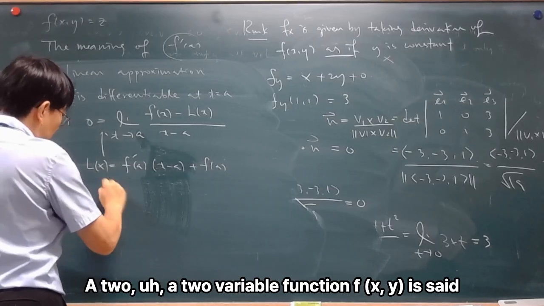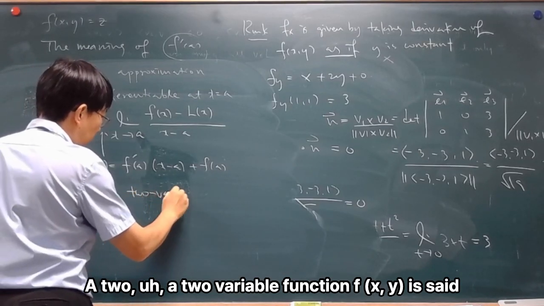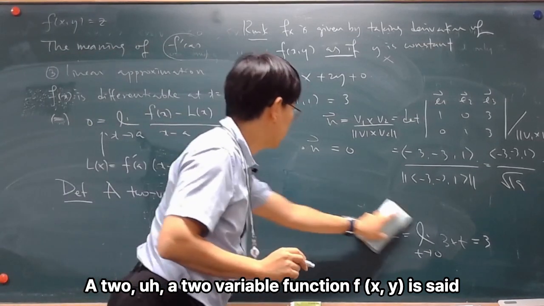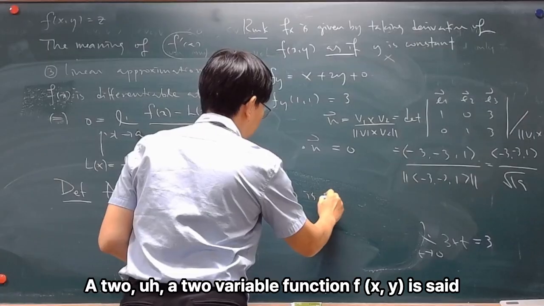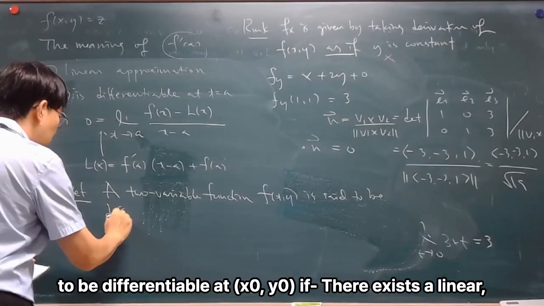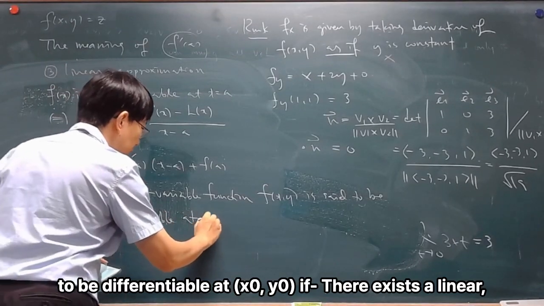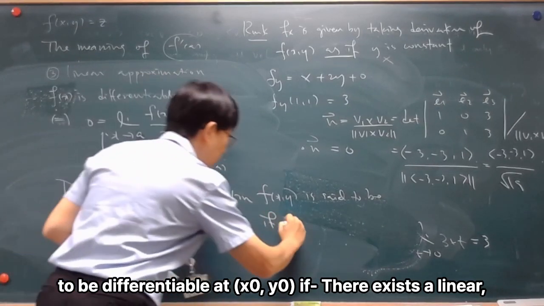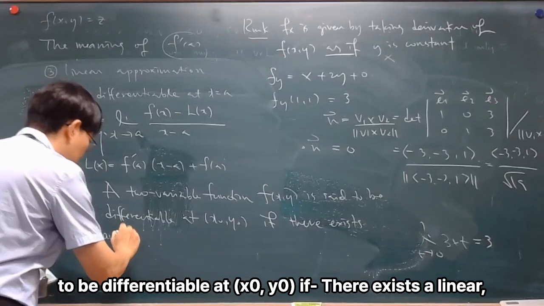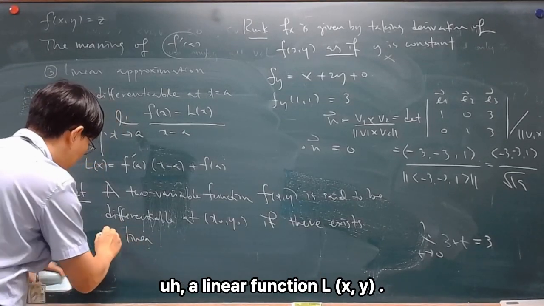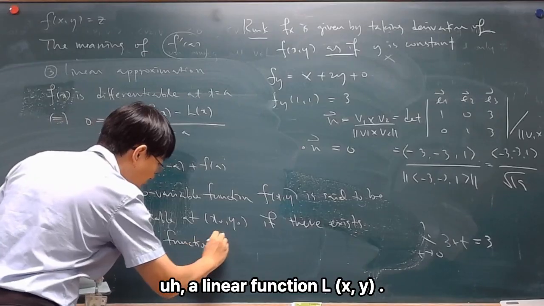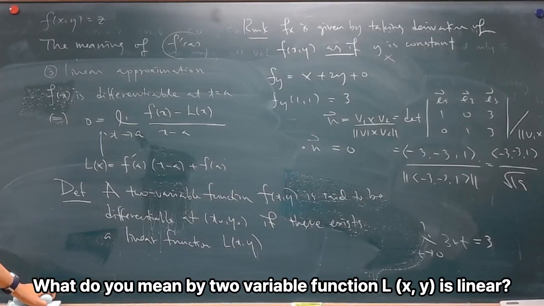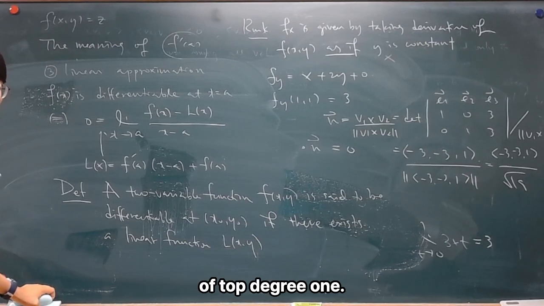A two variable function f of x, y is said to be differentiable at x0, y0 if there exists a linear function L of x, y. So what do you mean by linear? What do you mean by the two variable function L of x, y being linear? It means that it's a polynomial function of top degree 1.